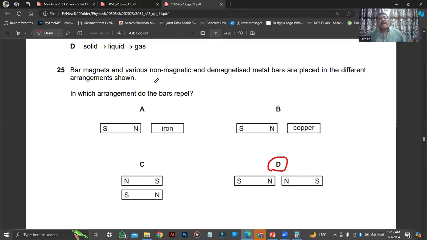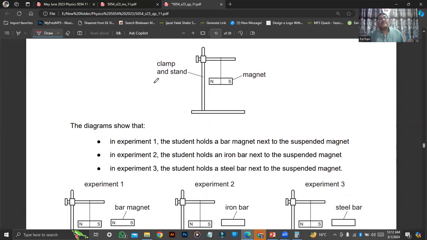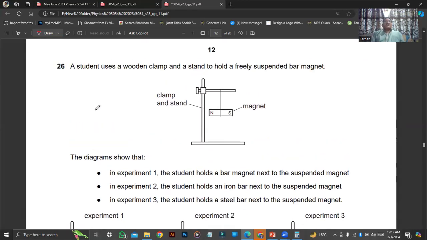Then we have question number 26. He says, a student uses a wooden clamp and a stand to hold a freely suspended bar magnet. So here is a clamp and stand. Here we have a magnet. The diagram shows that in experiment 1, the student holds a bar magnet next to the suspended magnet. In this case, either they will attract or repel each other, so this magnet will move.